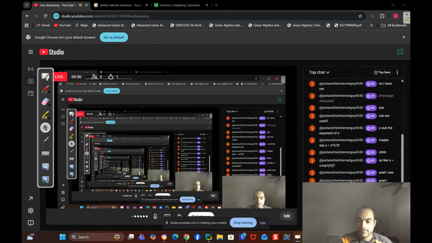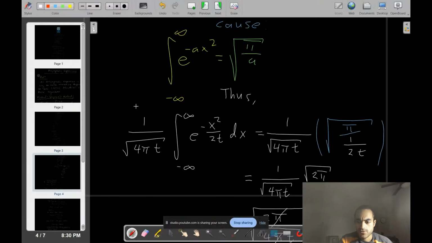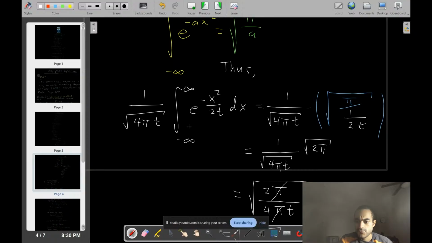Is that making sense? All right, so that's what we have so far. This would actually be square root of 2 pi t, because I'm flipping everything. Pi divided by 1 over root 2t becomes root 2 pi t, and over root 4 pi t, the pi t's cancel.